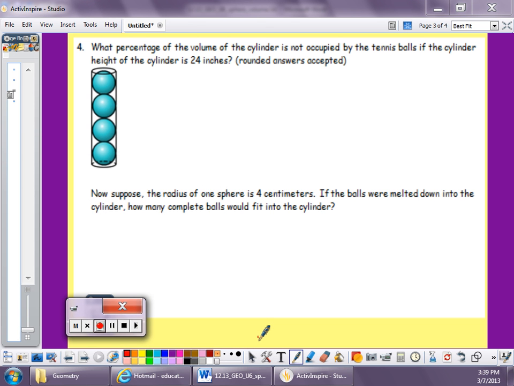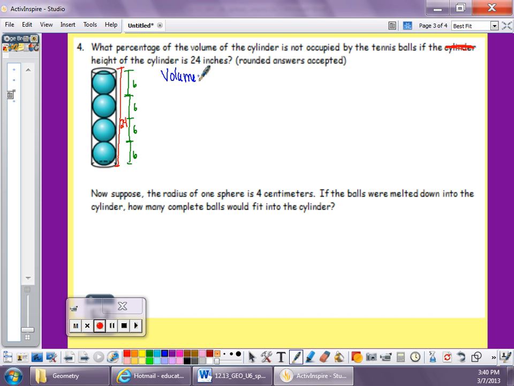Alright, so what percentage of the volume of the cylinder is not occupied by the tennis ball? I'm going to mark out that cylinder. If the height of the cylinder is 24 inches, so therefore 24 goes from here to here. So I now know that each ball is 6 in diameter, 6 in diameter, 6 in diameter, and 6 in diameter. Okay?